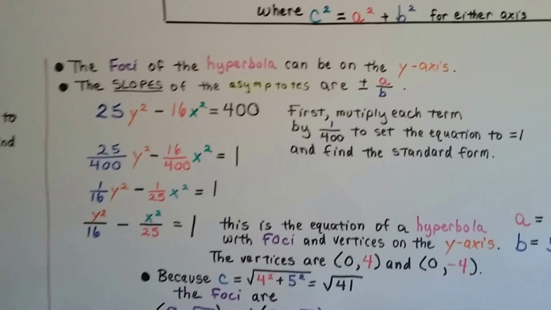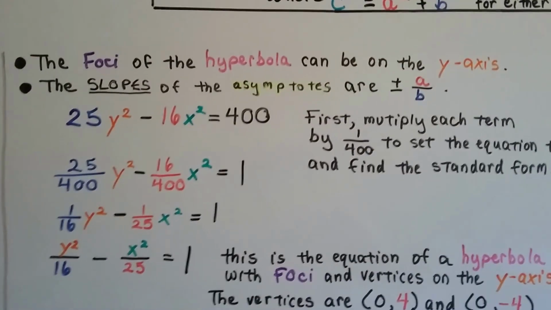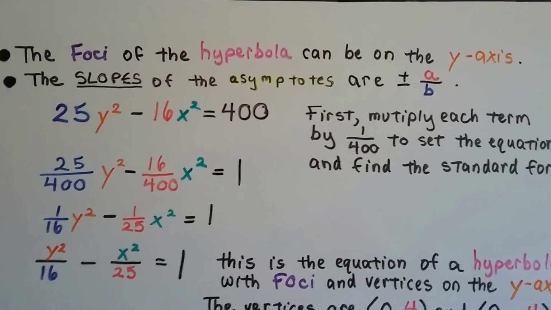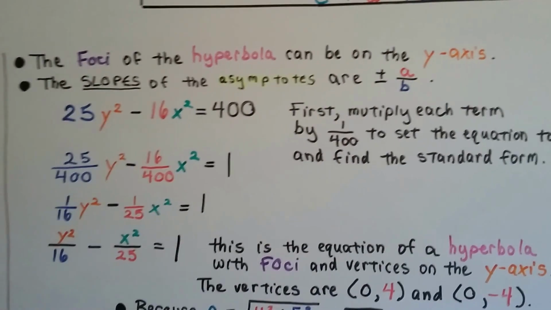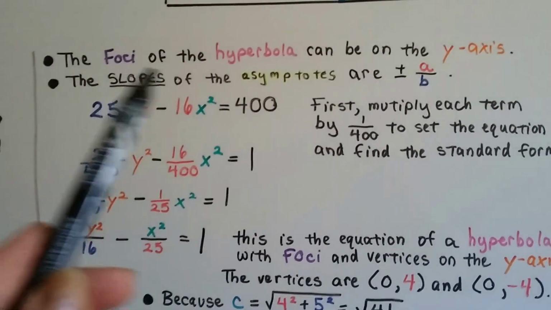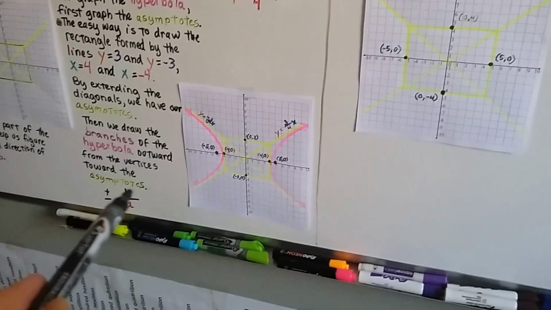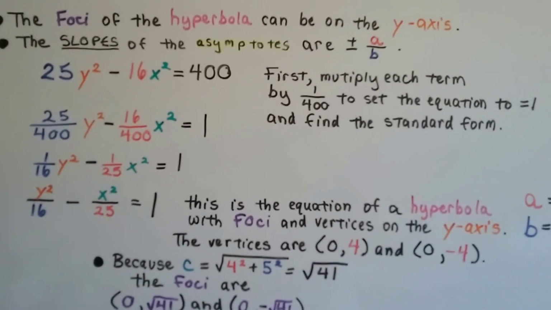Take a look at this. The foci of the hyperbola can be on the y-axis. And the slopes of the asymptotes are plus or minus a over b. See that? It got switched around. Now that the foci are on the y-axis, when they were on the x-axis, it was plus or minus b over a. Now it's a over b.